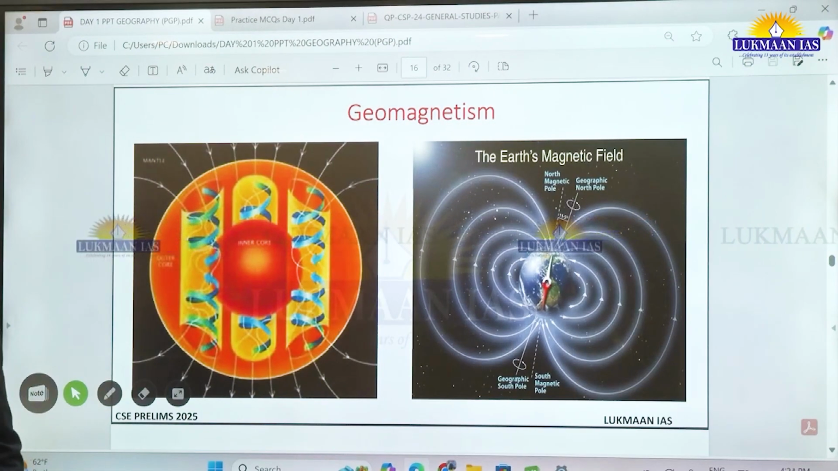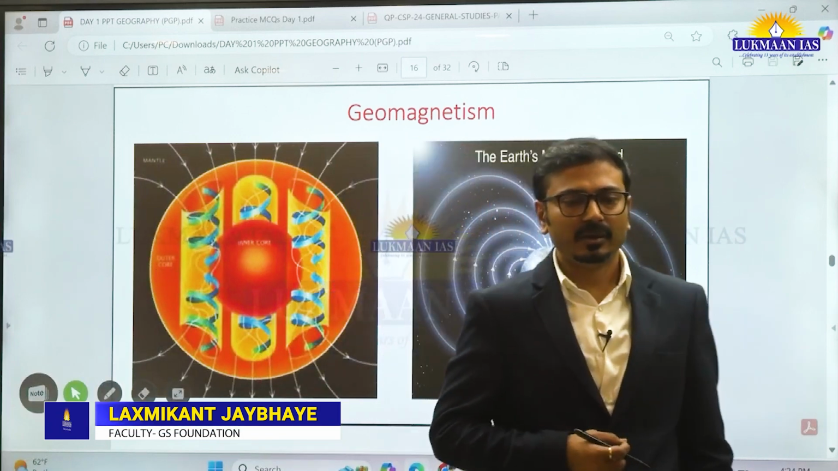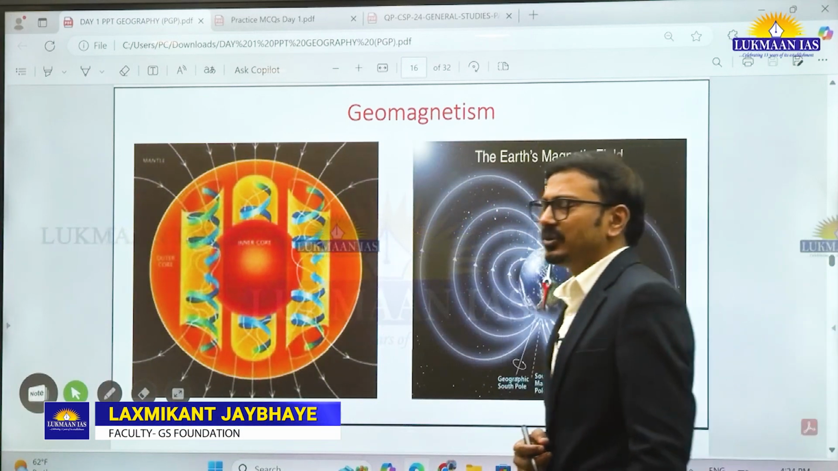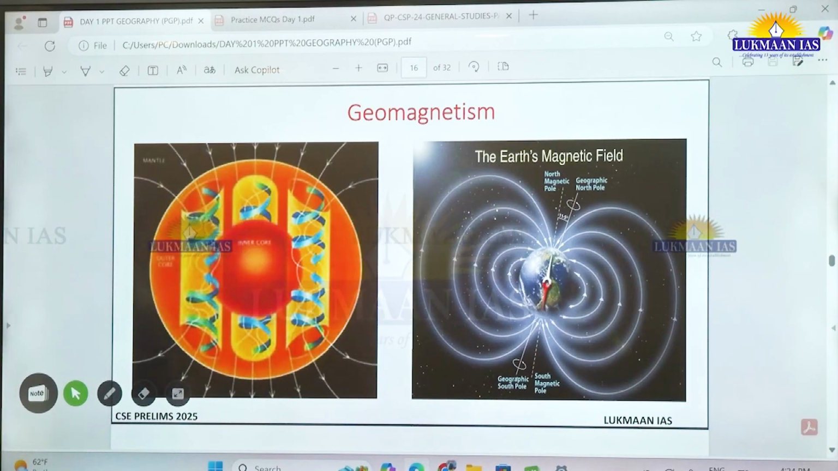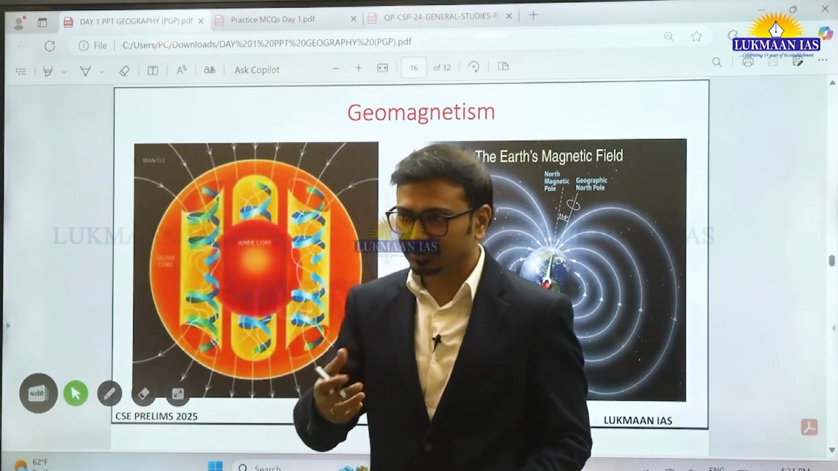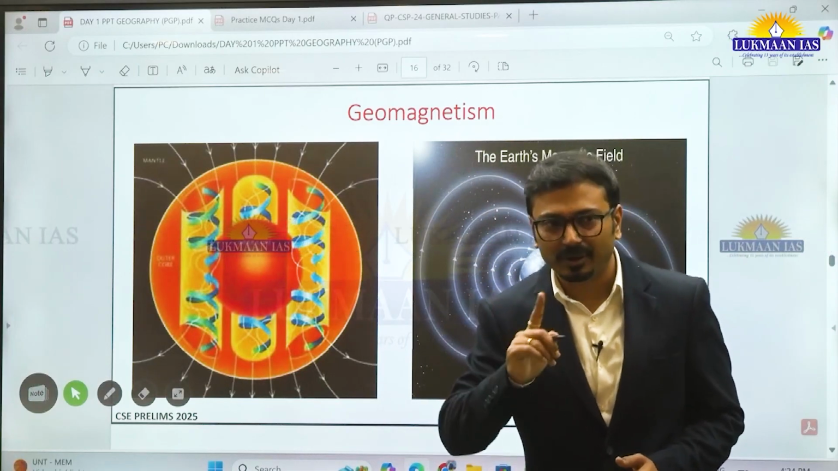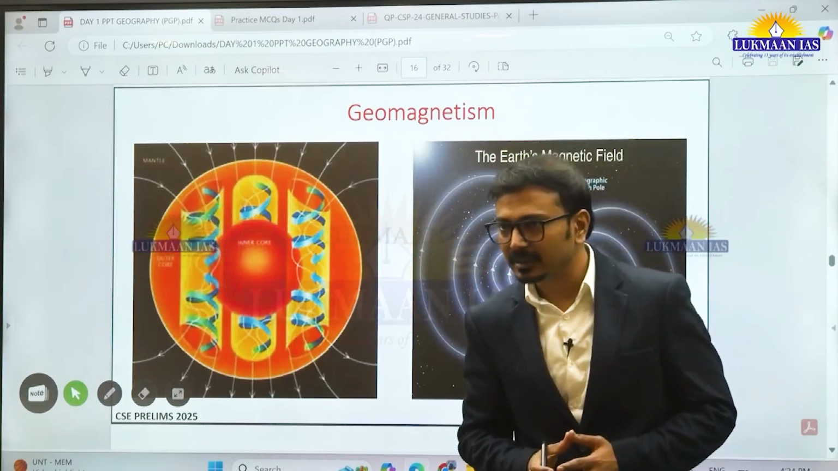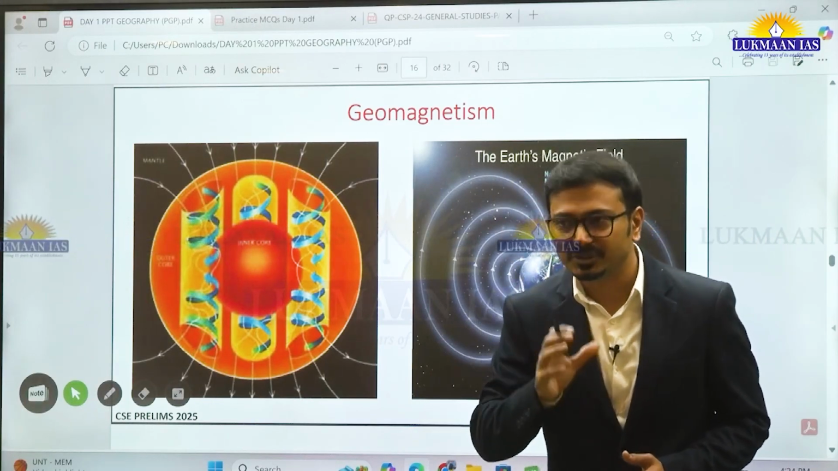Geomagnetism, an important concept. One is the dynamo theory of formation of Earth's magnetic field. Many students do not understand this concept, so let's try to understand the dynamo theory first. What does it mean? For Earth's magnetic field, or the magnetic field of any planet, there are some necessary conditions. First, there should be adequate rotatory speed of that planet around its axis. Second, its interior should be made up of fluids.